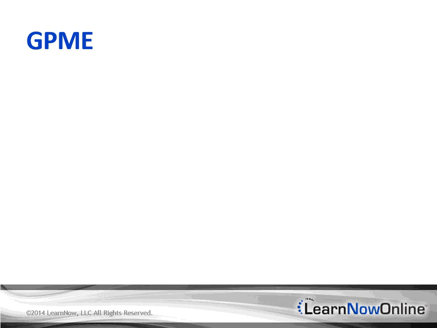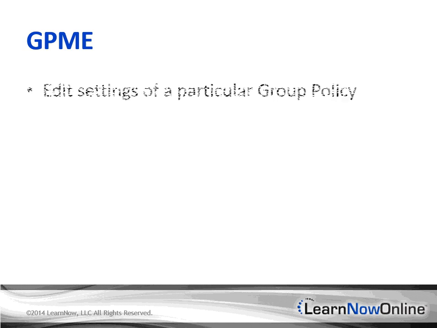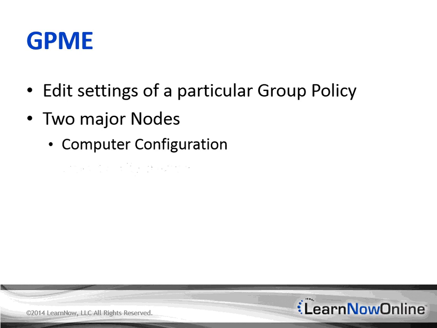let's take a look at the GPME. The Group Policy Management Editor is used to edit the settings of a particular group policy. You can right-click any policy in the GPMC and then select Edit to open the GPME. You can also enter the command gpme.msc at a command line to directly open the GPME. What it does is organize group policy settings into two major nodes, computer configuration and user configuration. These nodes can be further opened to configure settings specifically for users and computers.